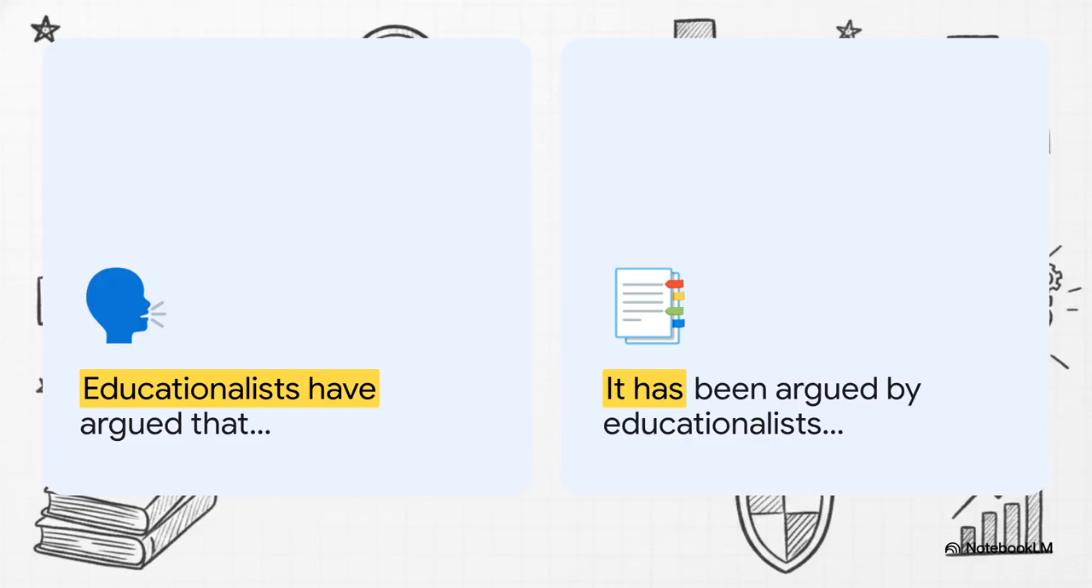It works for reporting other people's opinions too. In the first example, the focus is heavily on the people doing the arguing. Educationalists have argued. But when we use our passive structure, it has been argued by educationalists. Suddenly the argument itself takes center stage. The people become secondary to the ideas.